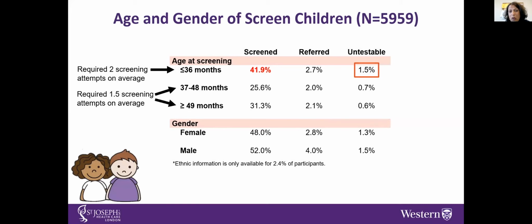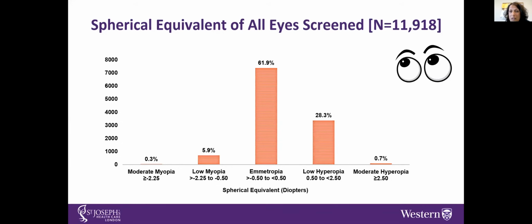Almost 40% of the screened children were under age 3 years, and they also had the highest untestable rate, but the referral rate was fairly similar among all age groups tested. We looked at the spherical equivalent of all screened eyes, and around 60% were emmetropic, almost 30% were hyperopic, and the rest were myopes. The referral criteria for hyperopia was if they were higher than 2.5 diopters. Obviously, this is non-cycloplegic, so the real hyperopia would be higher than that. And the moderate hyperopes were about 0.7%.